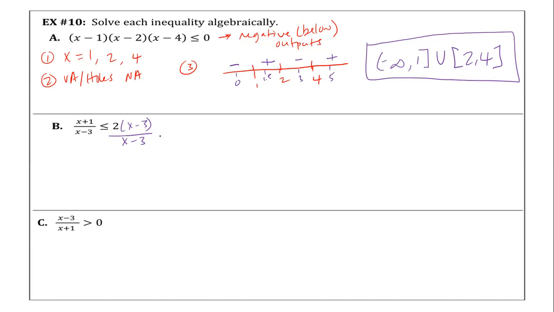Okay. So now I can subtract. When I subtract, I have x plus 1 over x minus 3 minus 2x minus 6 over x minus 3 is less than or equal to 0. Oh, because we factored in the 2.